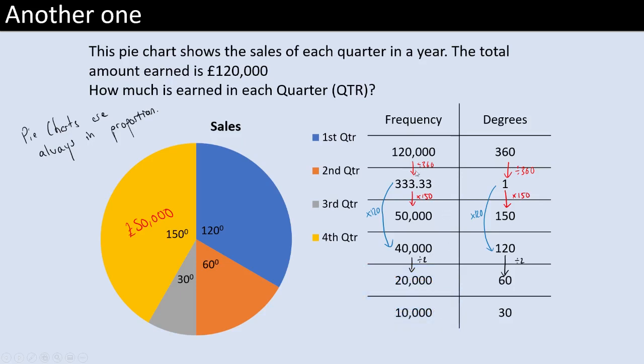So then we can find out exactly how many pounds are in each section. So for my 30-degree section, that's £10,000. Well, that's not what that says at all. And my 60 degrees would be £20,000. And my 120 degrees would be £40,000. So we can see exactly how many degrees and how much money would be in each section by using our proportion table, just like we did when we were drawing a pie chart.